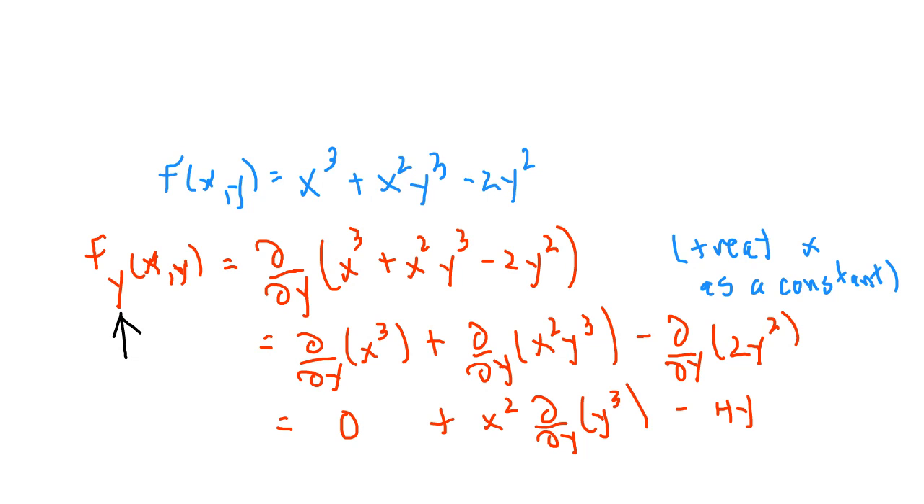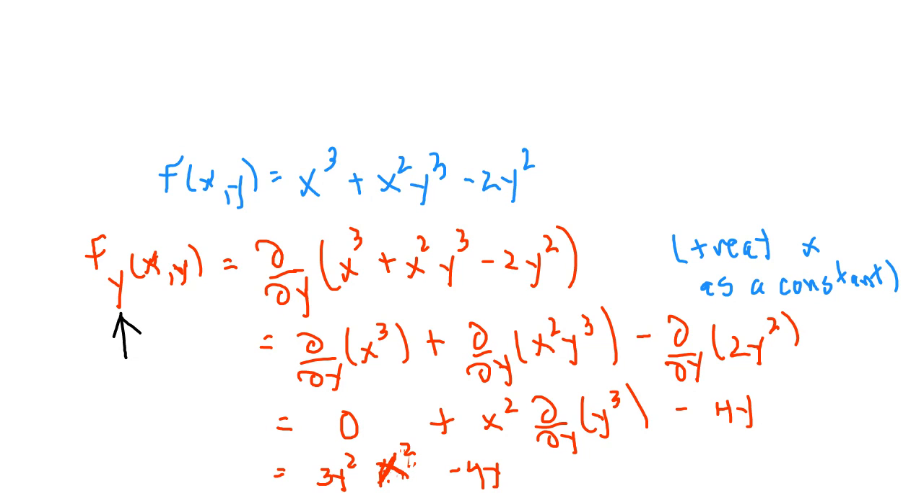So I hope this is all good. And we're going to end up getting 3y squared times x squared minus 4y. Okay, 3y squared times x squared, almost done here. 3y squared times x squared minus 4y.